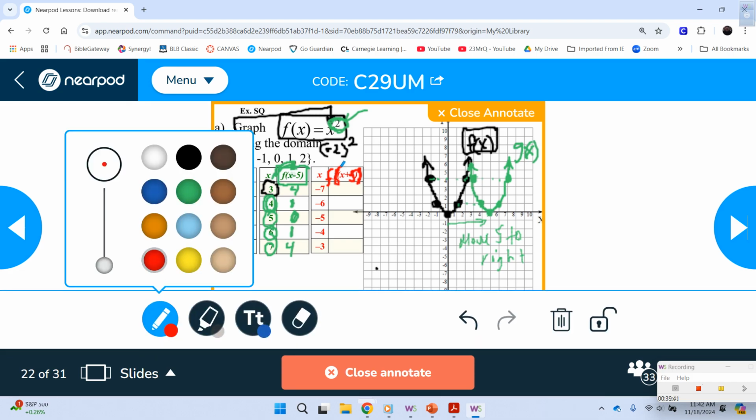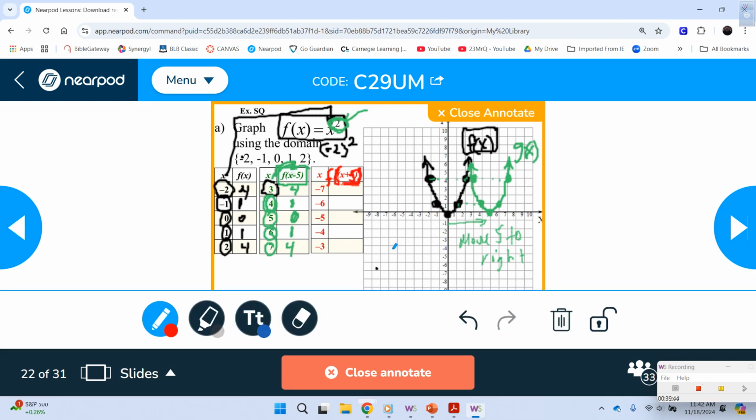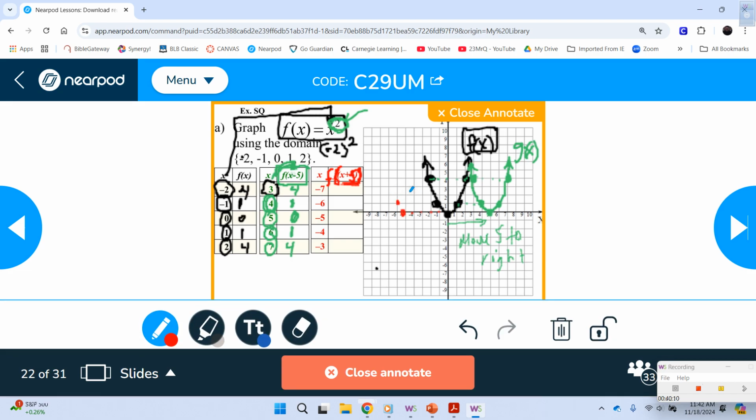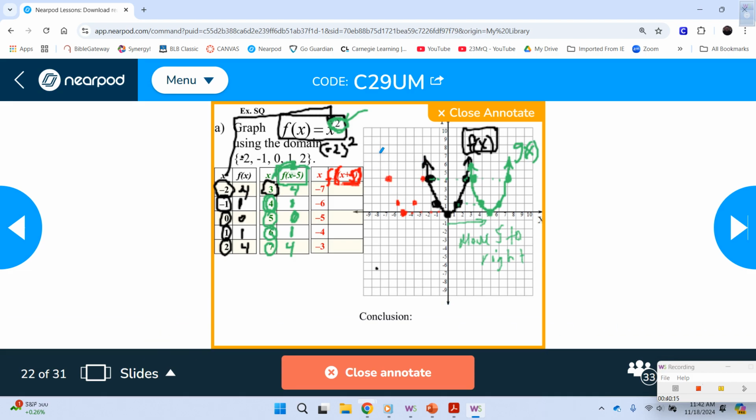So tell your neighbor what's going to happen when we have x plus 5. What's going to happen to the original function? Mario, what's going to happen to the original function? Move to the left, 5 steps. 1, 2, 3, 4, 5. Move all those points to the left. Graph it and label it g of x.